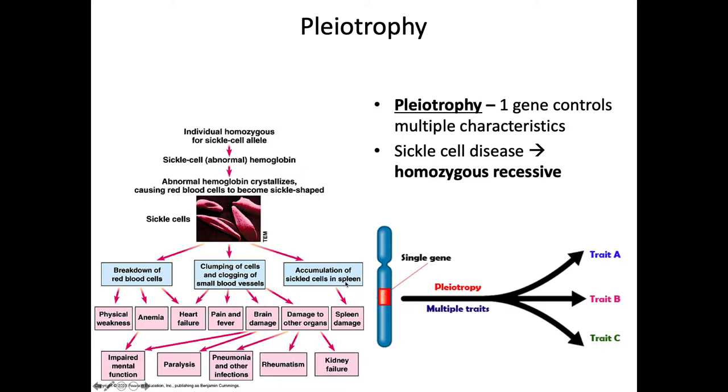And then your spleen is responsible for breaking down your red blood cells, but if there are too many of these sickle cell red blood cells, you can get these symptoms. So you can see by this diagram that just because you are homozygous for sickle cell disease, this one gene will cause these multiple traits.